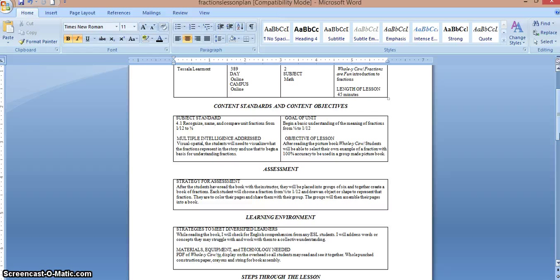For diversified learners, one thing that when reading this book, I think would be important to check for English comprehension with any ESL students, and to address words or concepts that they may not have a firm grasp of, and to work with them into a collective understanding with the rest of the class.